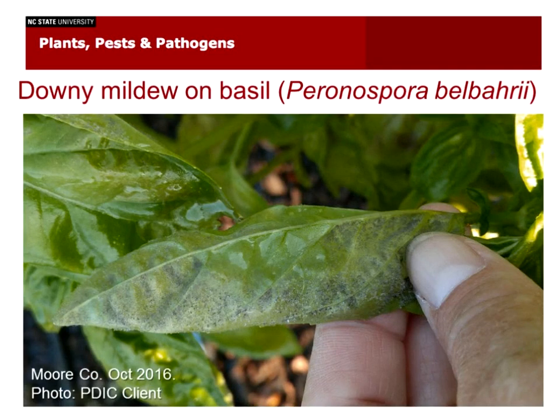Downy mildew on basil is different. That's a Peronospora, so it was a Plasmopara on grape. This is a Peronospora, and you can see the dark grayish, bluish gray sporulation on the underside of the leaf. This was from October of last year.